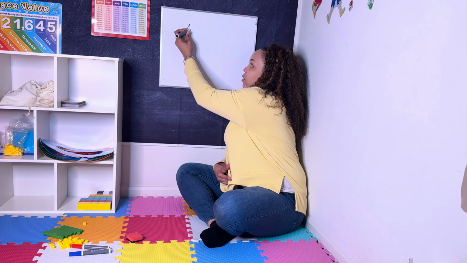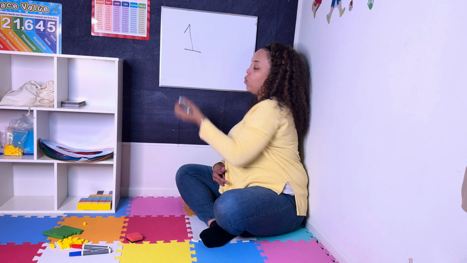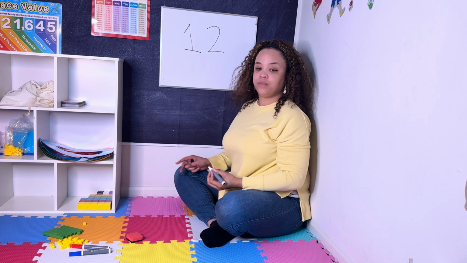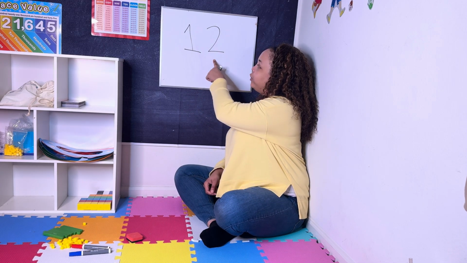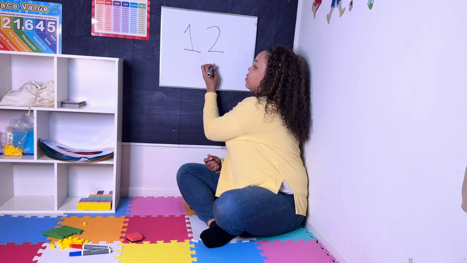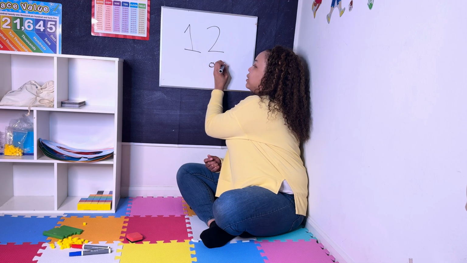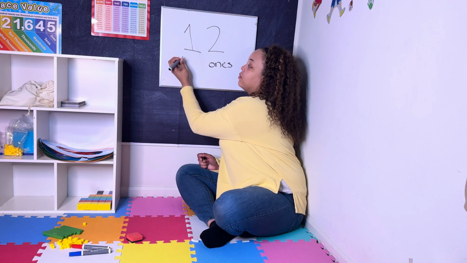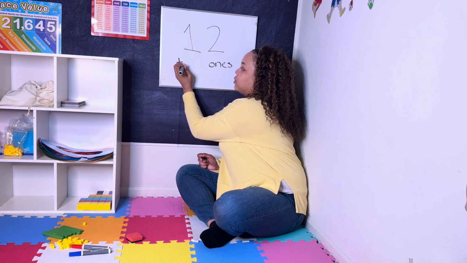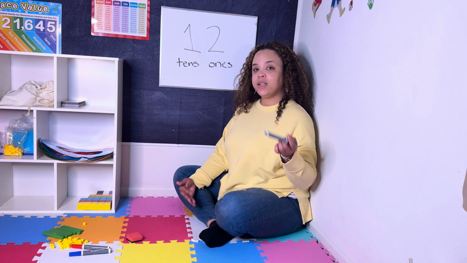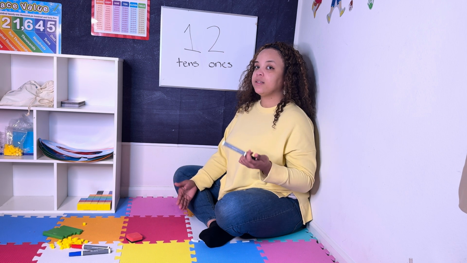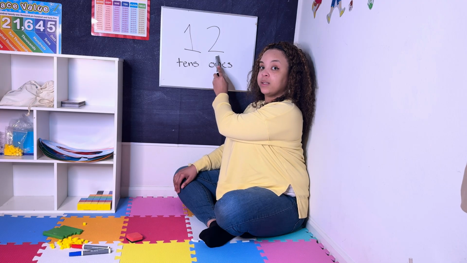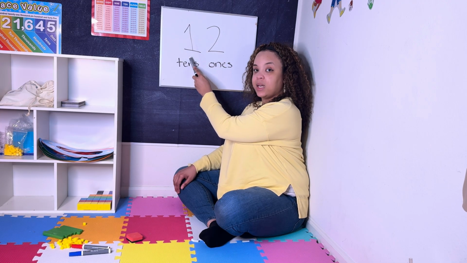We have 1, 2, 12. The 2 is in the ones place. The 1 is in the tens. So a nice way to remember ones and tens is if you only have two numbers, remember that the first number is always in the ones place, the second number is in the tens.